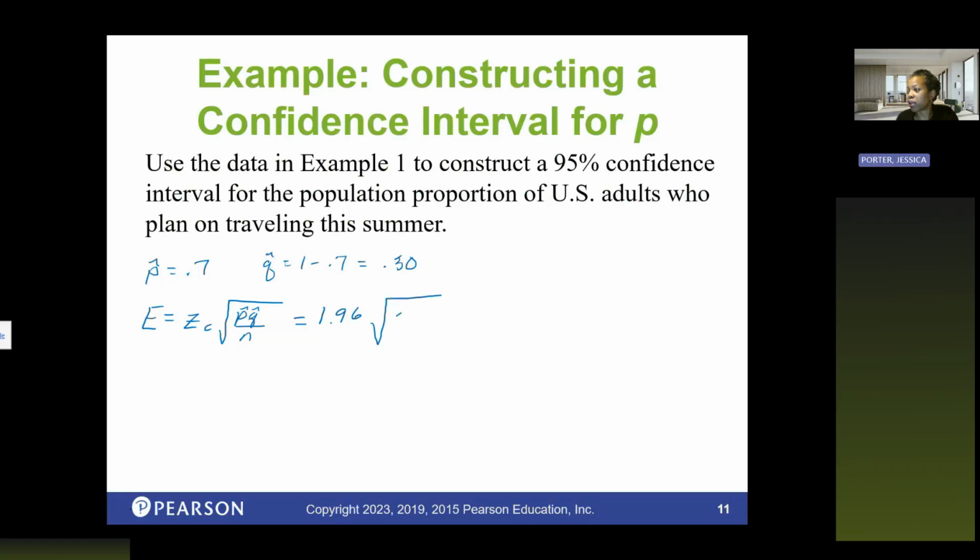And so we have 0.7 times 0.3 all over, I believe it was 540, but let's look back at that other page. Yeah, n was equal to 540.